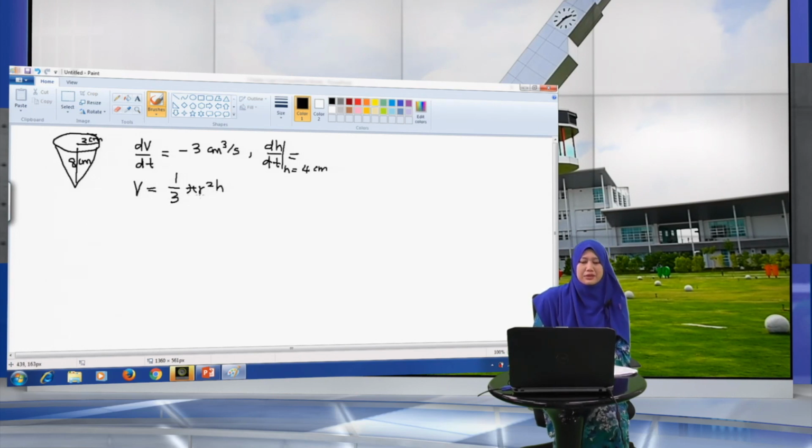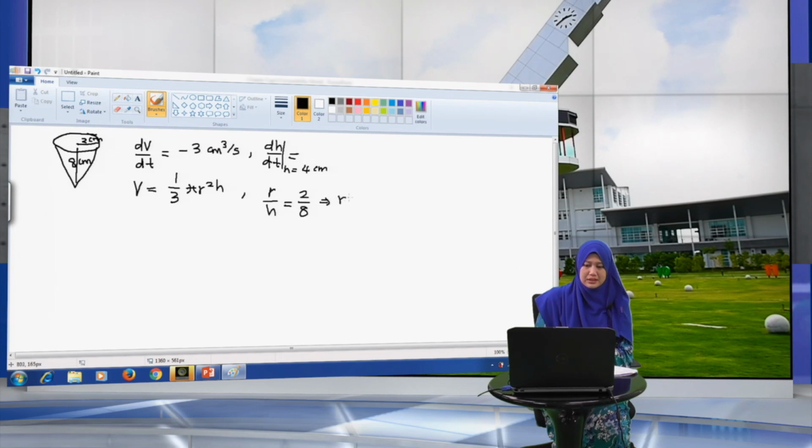Now we have two variables here, r and h. Now we have to find what r is. r is not a constant. It is denoted by this ratio: r over h equal to 2 over 8, since r is given as 2 and h is given as 8. So the relation here is r equals h over 4.